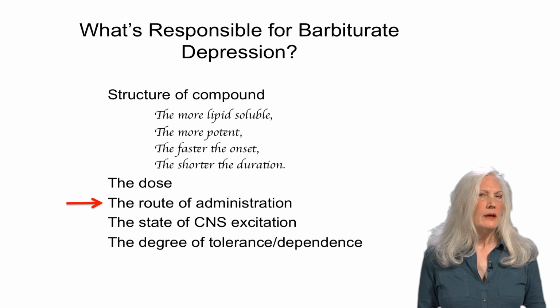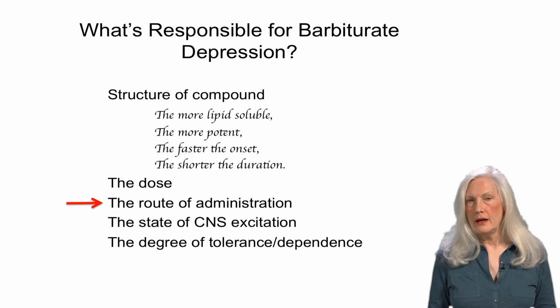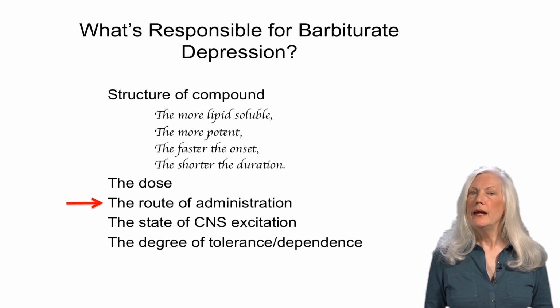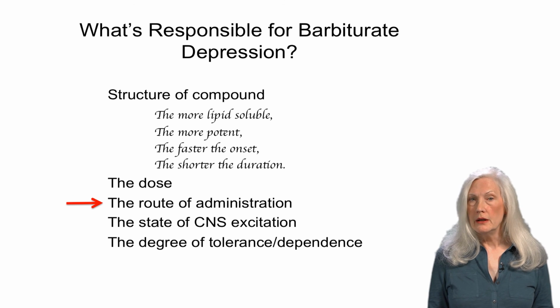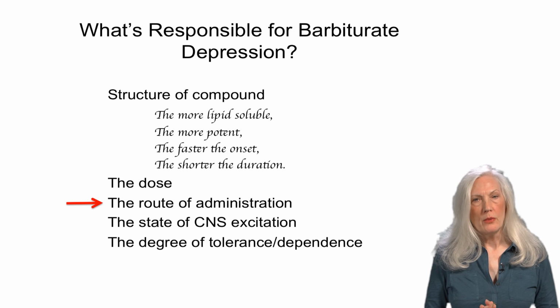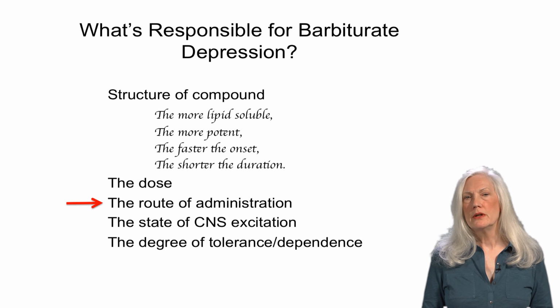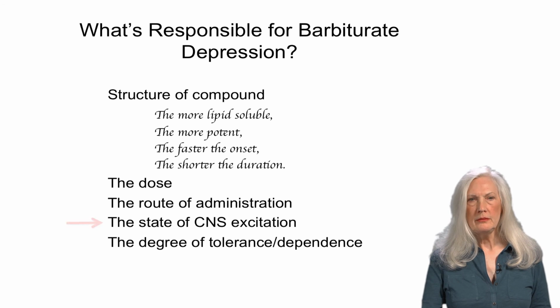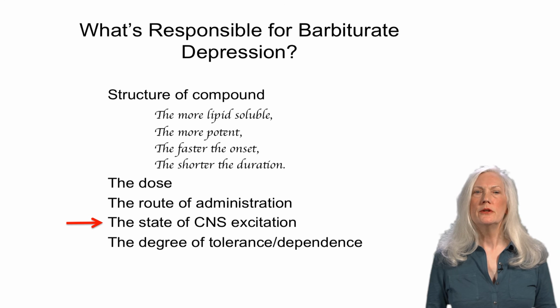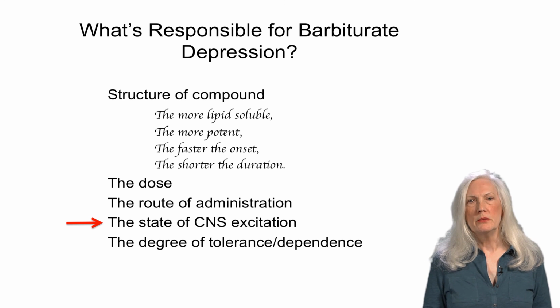The route of administration is also important. For example, even if an ultra-short-acting compound were given at an anesthetic dose, but ended up being administered orally, this wouldn't be nearly as depressive as if it were given IV. The intravenous route allows a huge amount of drug to hit the brain all at once before it distributes to other tissues.